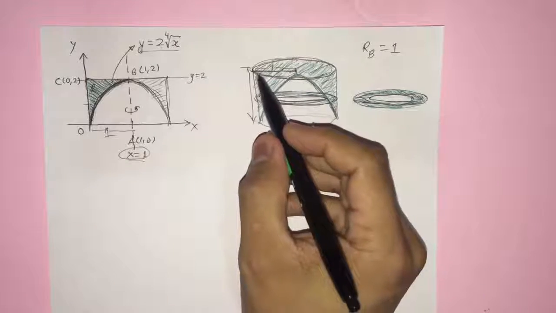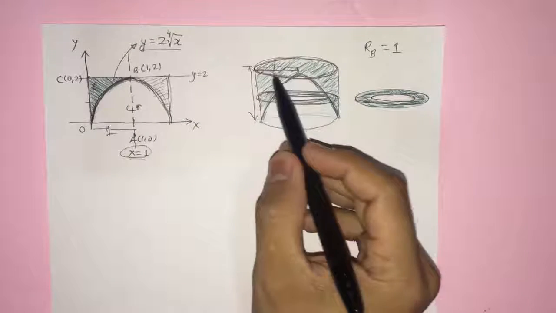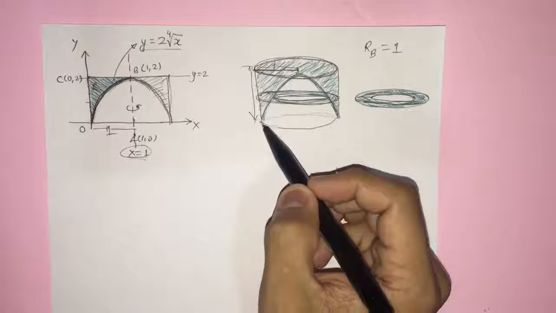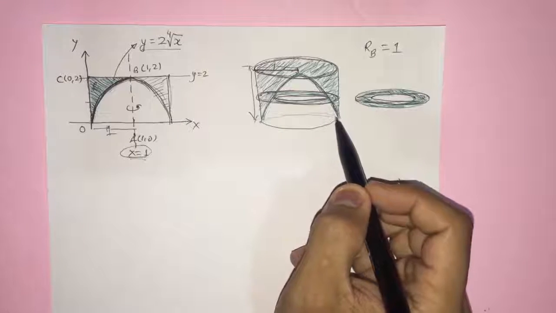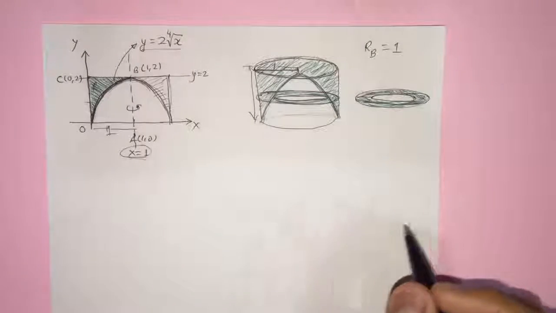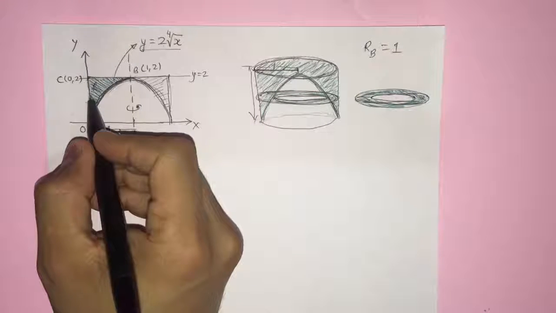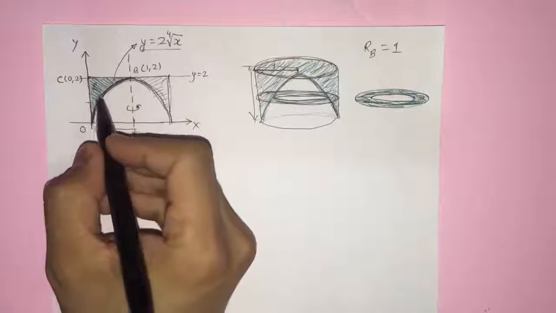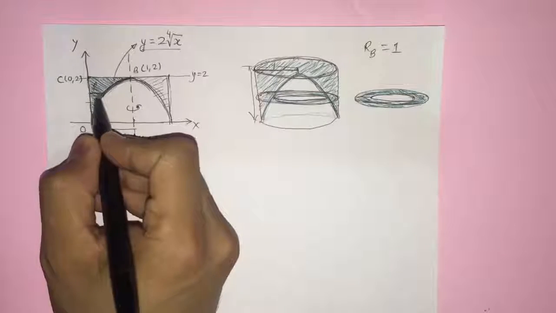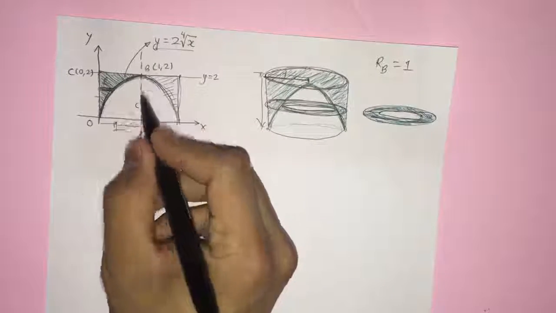Now I've made a 3D model for the structure that will be formed. It will look like this cylinder from outside, but there will be a space inside like this. What we are going to do is find the volume using the washer method. So we are going to have a strip perpendicular to the line of rotation.